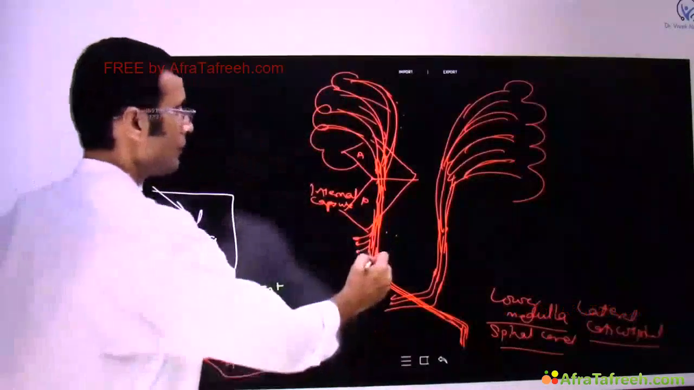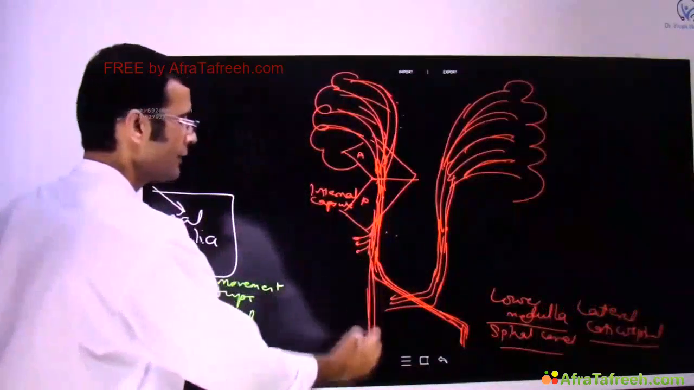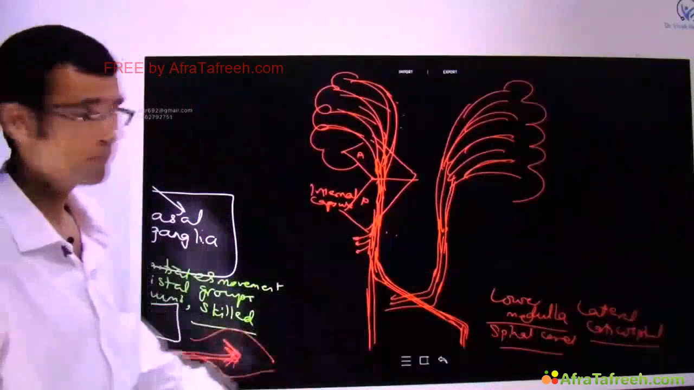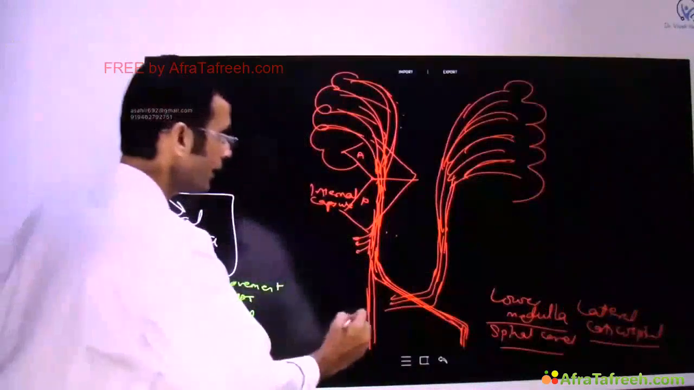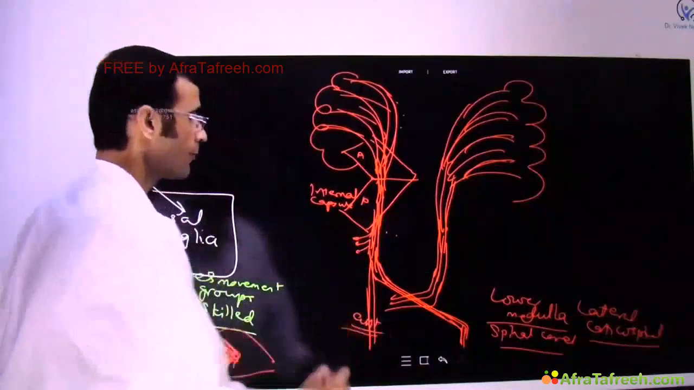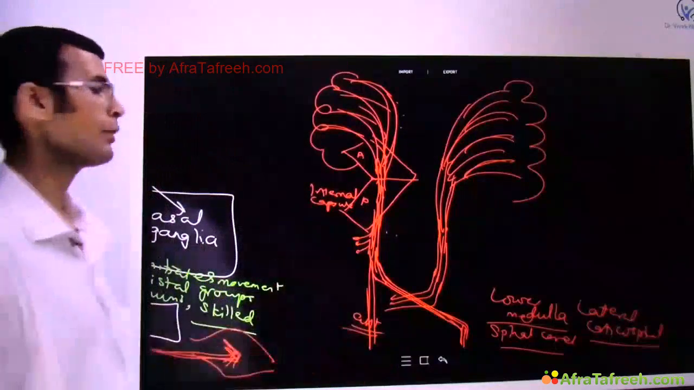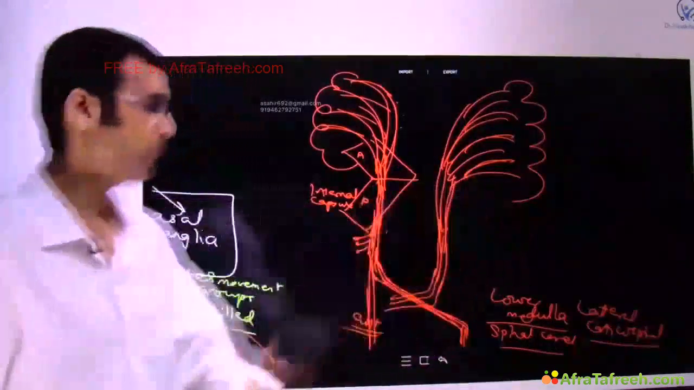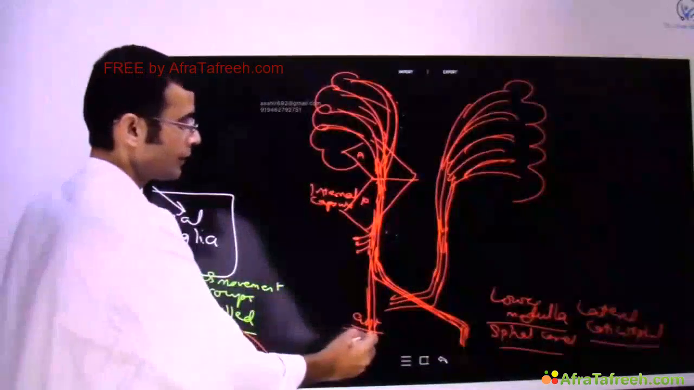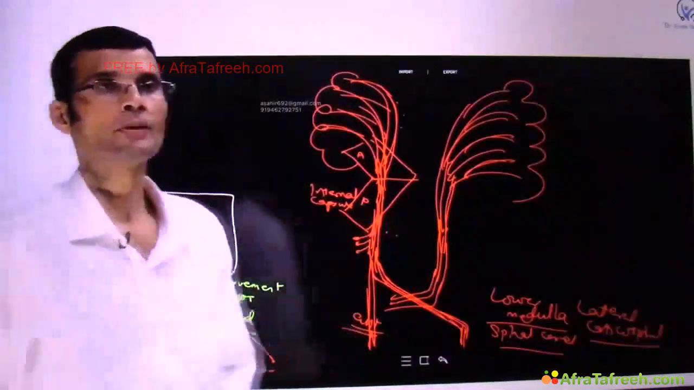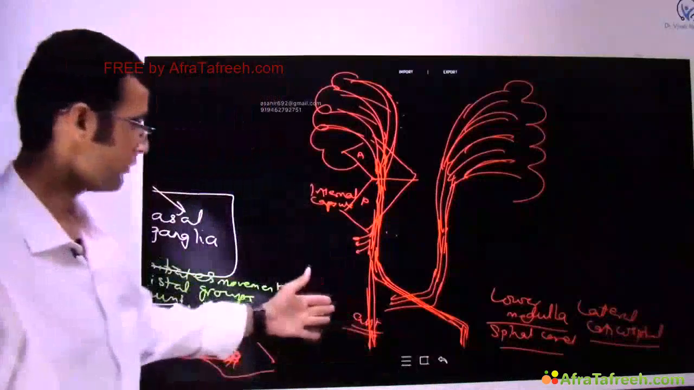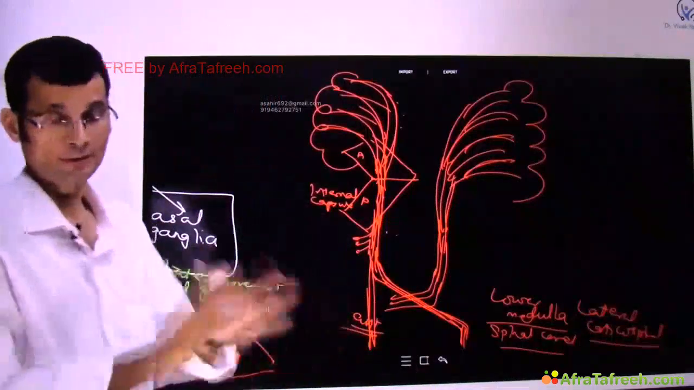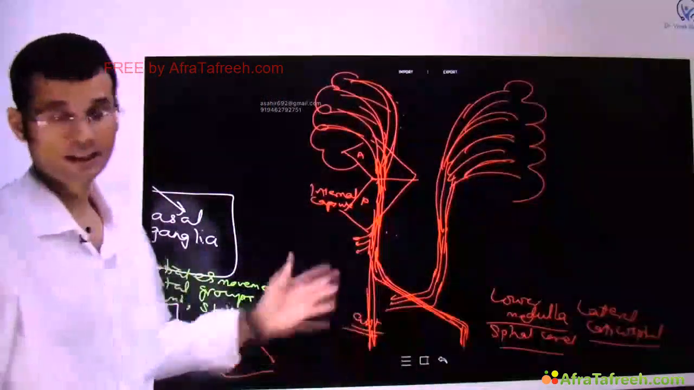The remaining 10 to 15% of fibers remain on the same side when they enter the spinal cord. They will run on the anterior aspect of the spinal cord. That's called the anterior corticospinal tract.